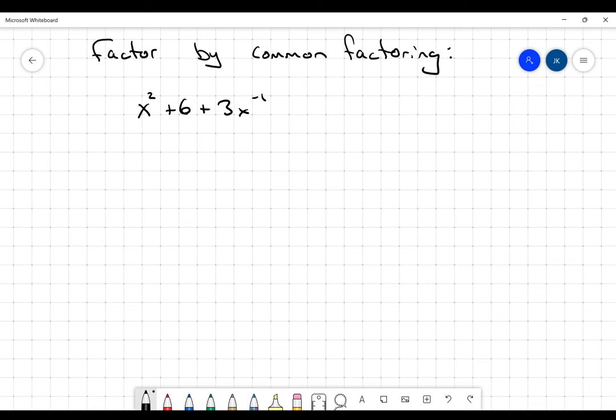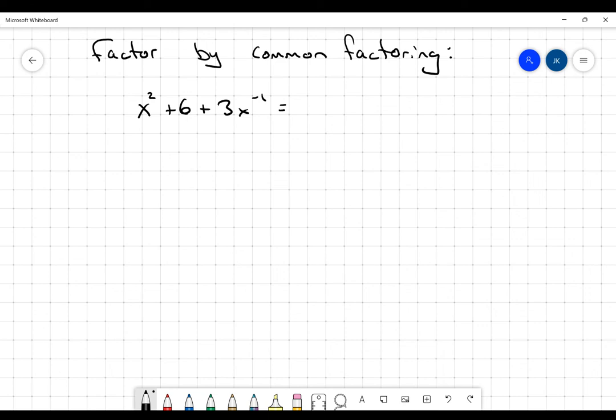Okay, everybody. So in this video here, we're going to take another look at common factoring. So we're going to factor this: x squared plus 6 plus 3 to the negative 1. Okay, so when I take a quick look at this, I'm not seeing a lot that's explicitly common to all three of these terms here.